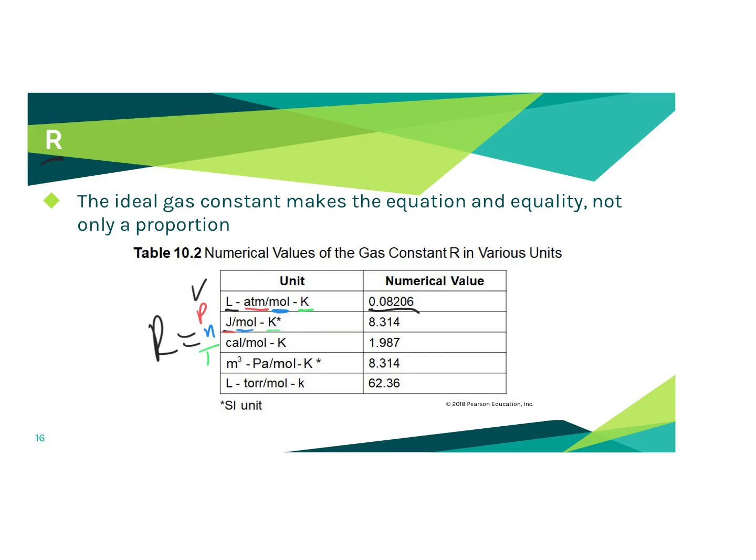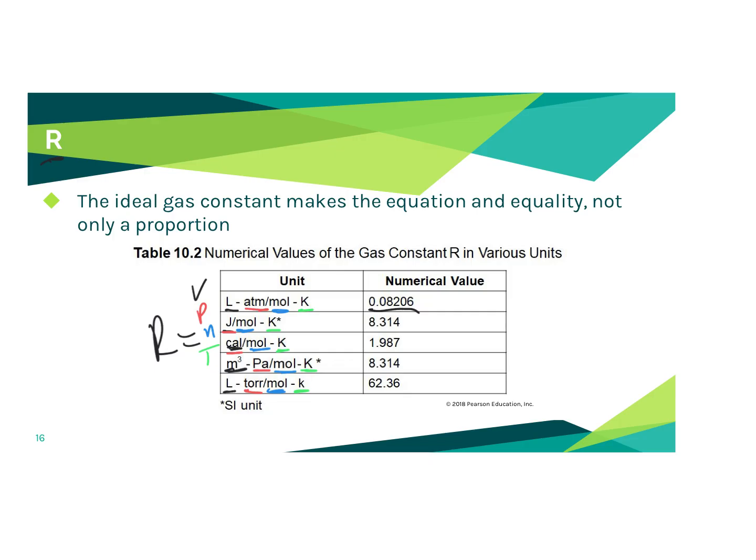You can have calories per mole times Kelvin. Calorie, again, is both the volume and pressure used to calculate that. Number of moles is N, and Kelvin is our temperature. We can have meters cubed, where meters cubed is our volume. Pascal per mole times Kelvin is another unit for R. And finally, another common unit for R that we see is liter, which is our volume. Torr, which is our pressure, per mole, which is our number of moles, times Kelvin.